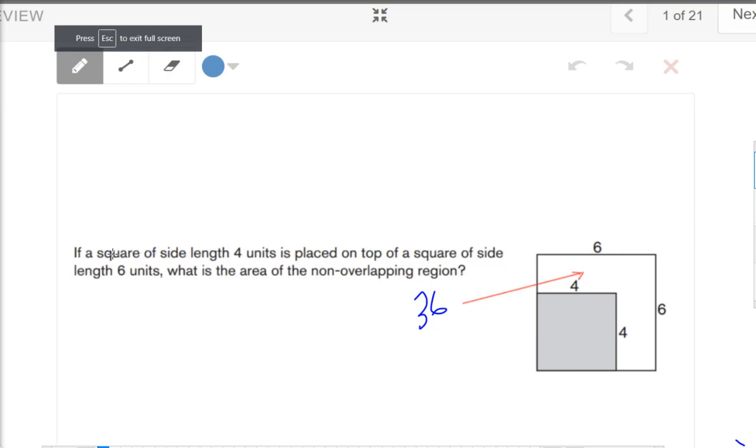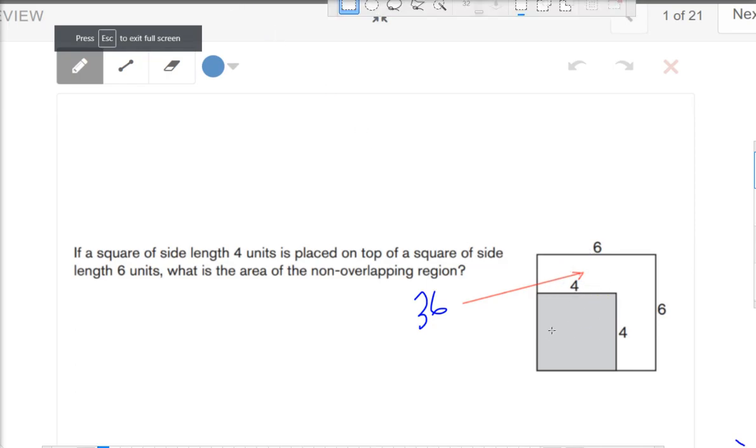All right, so on this one, if a square of side length is placed on top of a square of side 6 units, what is the length of the non-overlapping region? Okay, so we're being asked about not the whole, not 6 times 6, but just the non-overlapping region, just the white part. So the whole thing is 36 squares.